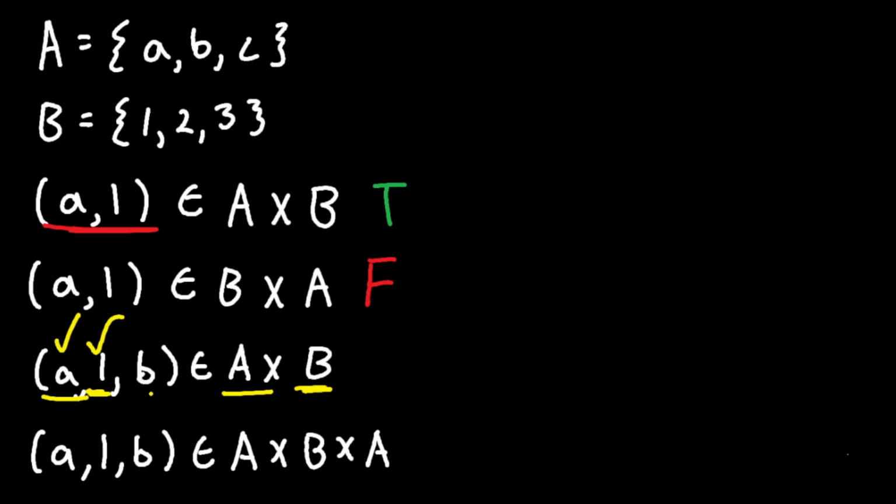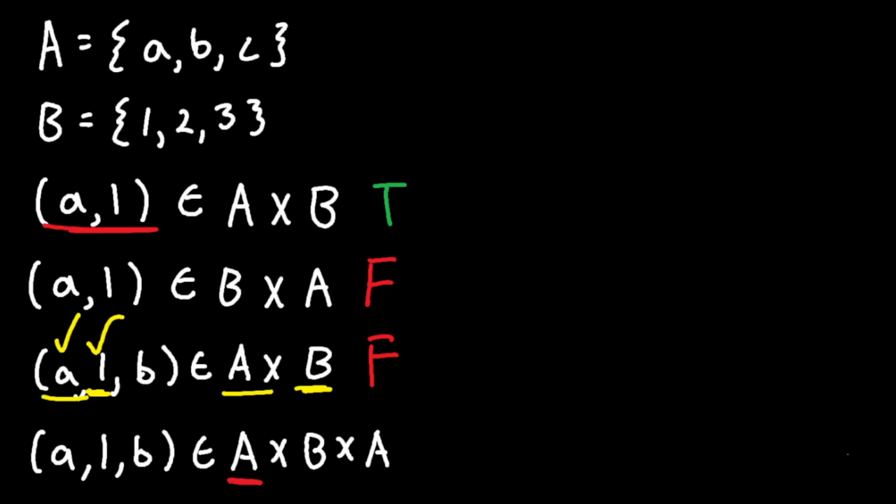So since there shouldn't even exist a third entry, this ordered triple isn't even an element of this Cartesian product. So this is false, right? Because we only have 2 sets here. We only took 2 Cartesian products, but we have 3 elements. That doesn't make sense.